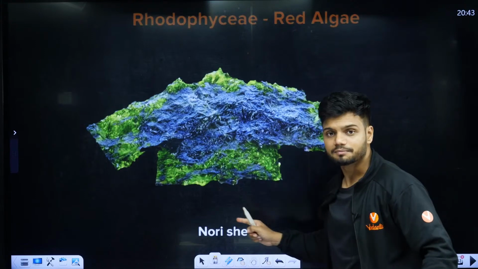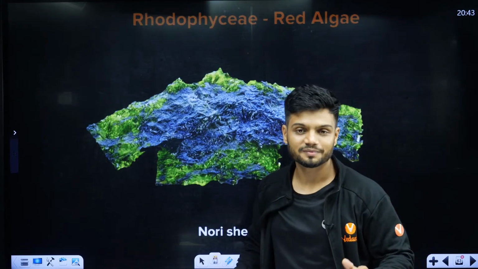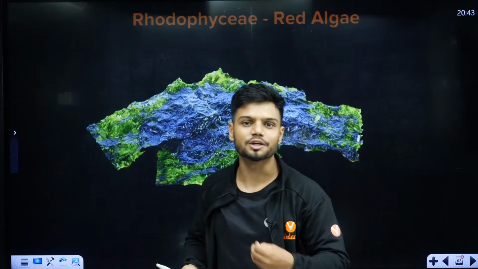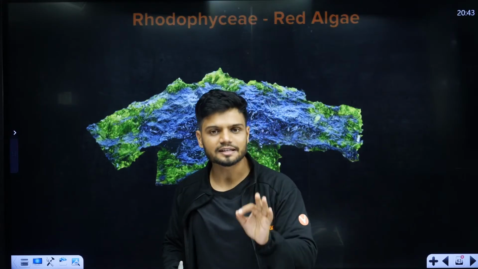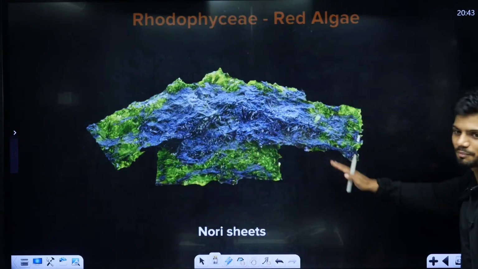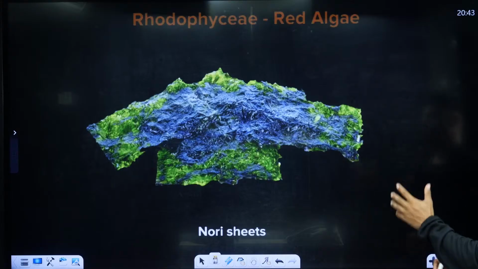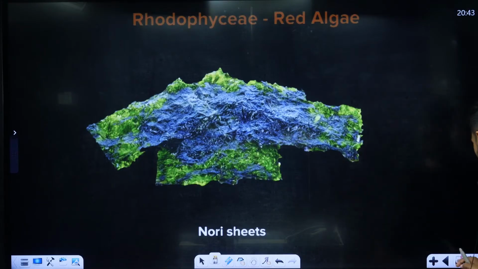This nori sheet is made up of algae. So you eat algae; you may have eaten algae. If you have eaten sushi, you have eaten algae. Very simple, students. Okay, did you see it in the photo? Try eating it once, students.